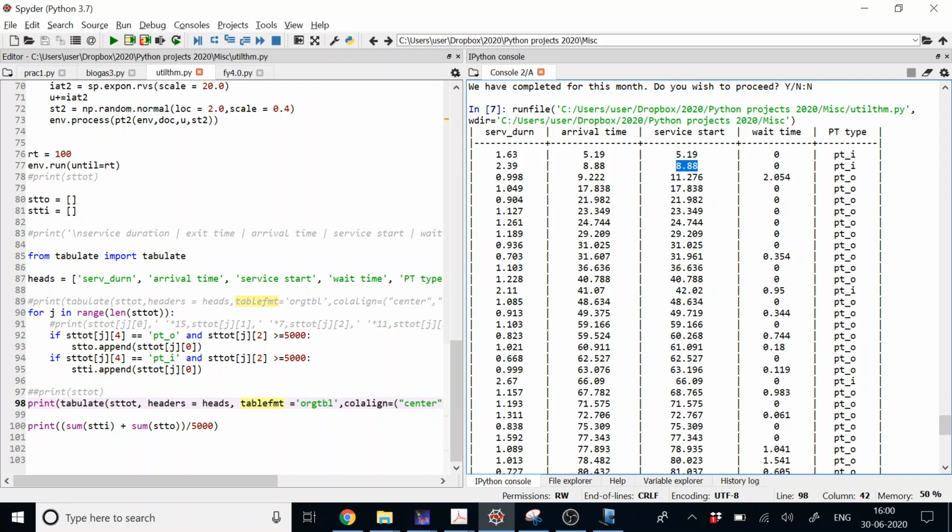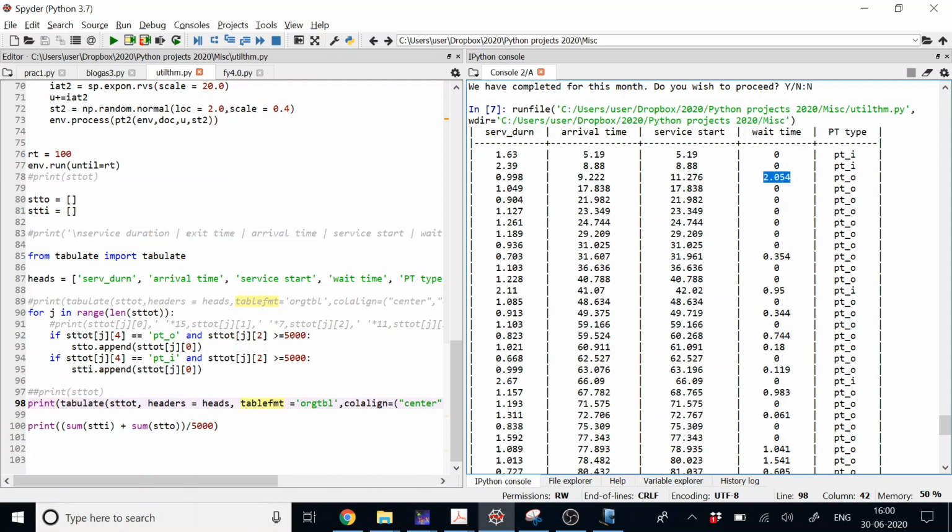Now let's look at the next patient. The next patient is going to arrive at 9.22. The service duration for the second patient is 2.39, and the arrival time is 8.88. So the service finish time for the second patient is 8.88 plus 2.39, which is 11.276. So the third patient will start the service only when the second patient finishes at 11.276, even though they arrived at 9.222. So they have a wait time of 2.054.